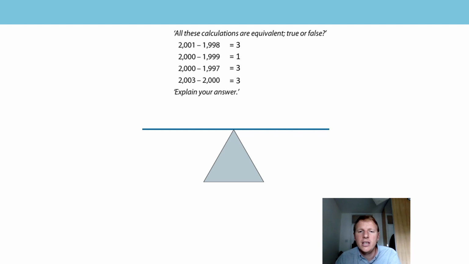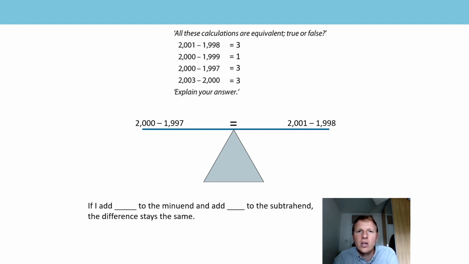Now, here is an image which you have seen in previous lessons. This image of a seesaw helps us think about equivalent calculations. We know that if it's level, that means they are equal to each other. That means they are equivalent. So let's choose two of these calculations which we know are equivalent to each other. And I'm going to introduce you to a STEM sentence which we're going to use in this lesson. I'm going to say it to you with the blanks. If I add to the minuend and add to the subtrahend, the difference stays the same.